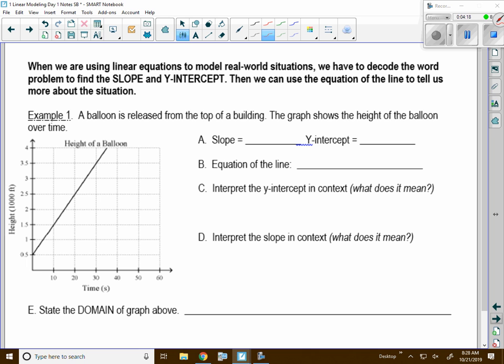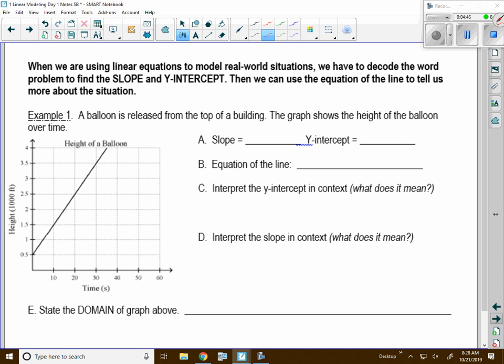So let's just kind of dissect the graph for a second. I want you to think about if I'm standing on top of a building. So here's the building, and I'm standing up here. This is me, and I have a balloon in my hand. Is there going to be an initial height that balloon is off the ground? Yes, it's going to be the height of the building plus me, correct?